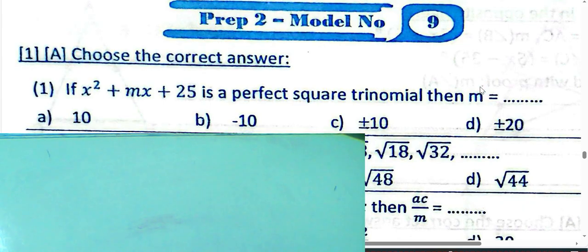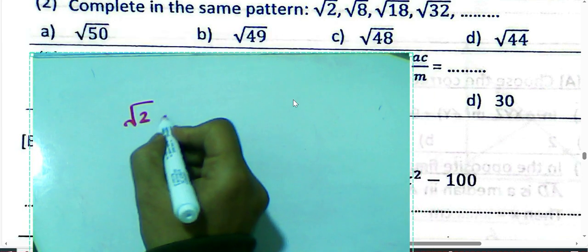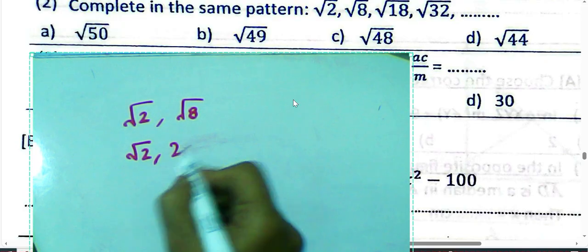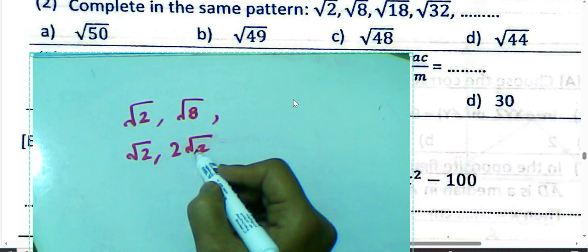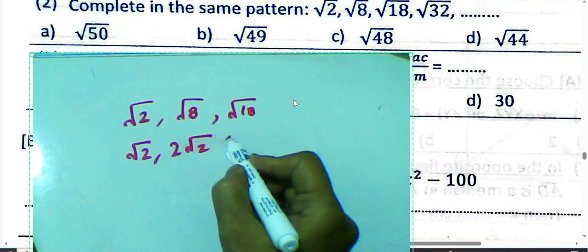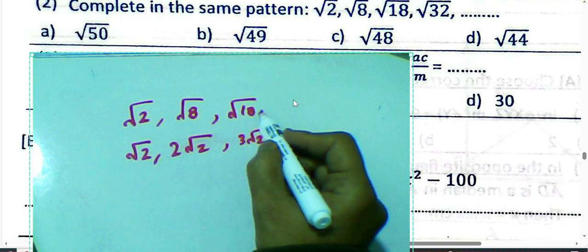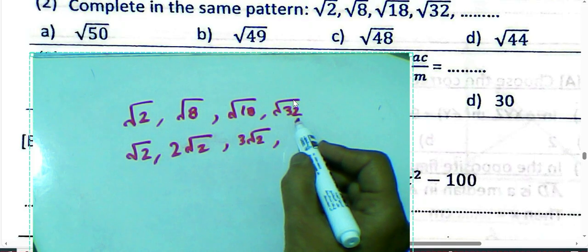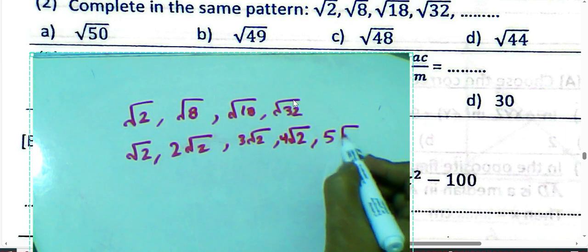Next question. Complete the same pattern here. We have square root of 2, then square root of 8. Look here, square root of 8 equals 2 root 2, because 8 equals 4 times 2, and square root of 4 is 2, right? Then square root of 18 equals square root of 9 times 2, which is 3 root 2. And square root of 32 equals square root of 16 times 2, which is 4 root 2. Then the next will be 5 root 2.